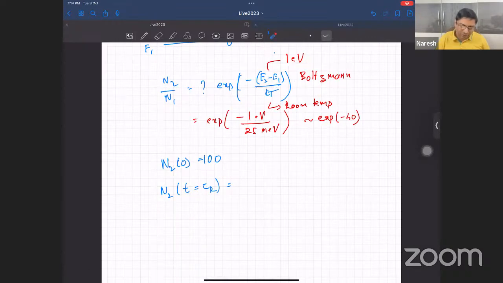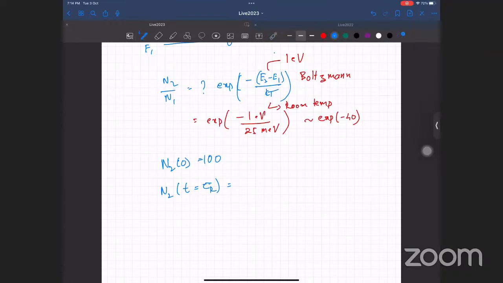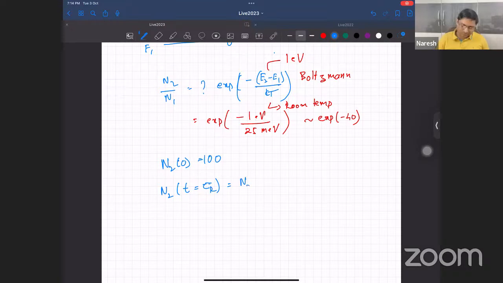Now, after time equal to tau, the radiative time, whatever that is, what do you think will happen to N2? N2 divided by N0 is exponential of what? Minus t by tau, and t equals tau, so it becomes minus 1. Okay. So exponential of minus 1 is roughly 67%, right? So only 67% will remain. After two or three radiative lifetimes, most of it will come down, correct? So this is what happens.